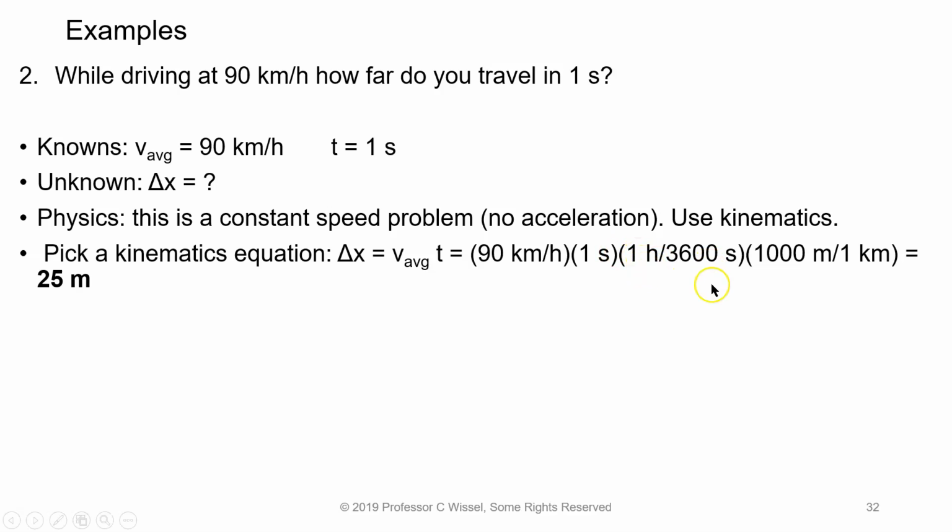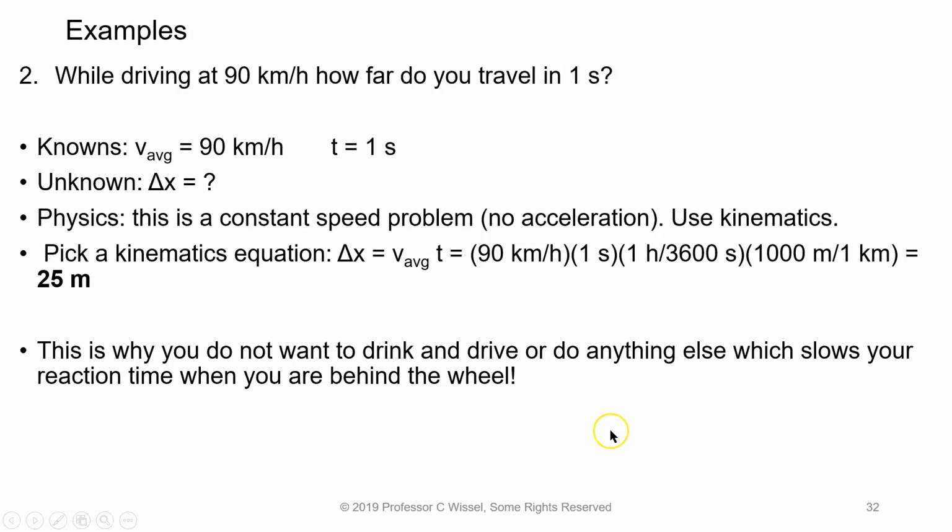1 hour per 3,600 seconds times 1,000 meters per 1 kilometer. You do all of this, you end up with 25 meters. Now, this is why you don't want to drink and drive or do anything else which slows your reaction time when you're behind the wheel. So think about this. You're going 90 kilometers per hour. That's about 50 miles an hour. In 1 second, you travel 80 feet. Now, if you are texting or doing anything else that pulls your attention away from the road, a lot can happen in 1 second. A deer can run out in front of your car. The deer can run right in front of you, and if you were not paying attention, you would hit him.